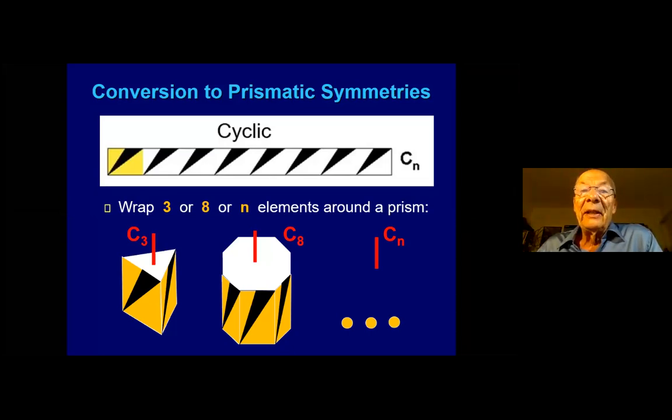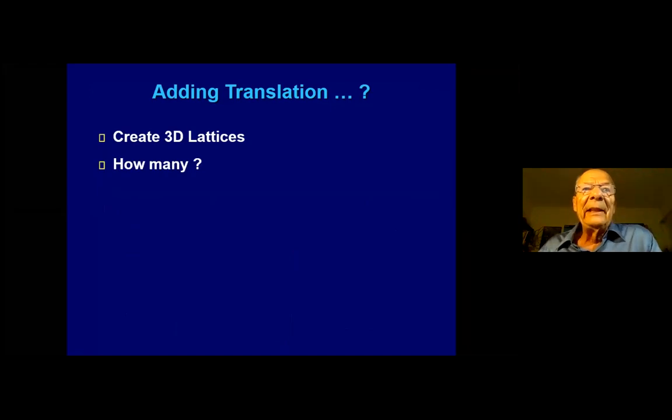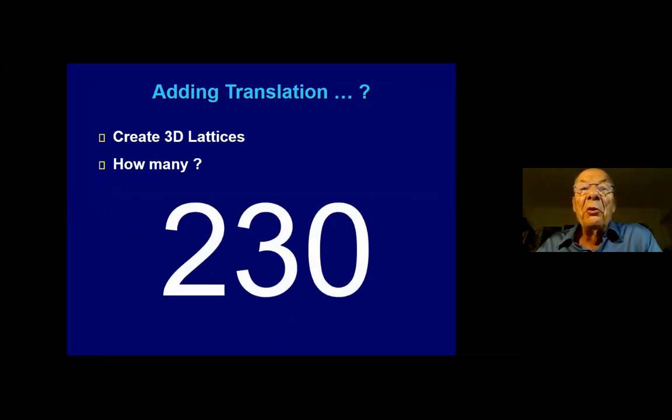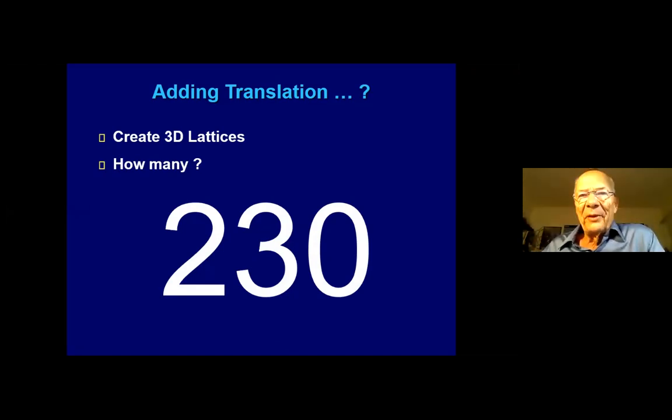Okay, what was the next thing we did in 2 dimensions? We added translation. Indeed, we can add translation in 1, 2, or 3 directions. This will then generate some 3D lattices. Guess how many lattices might exist? There are 230 3D lattices. So that's too much. We'll skip them for this particular talk.